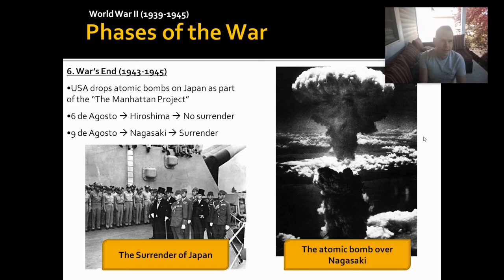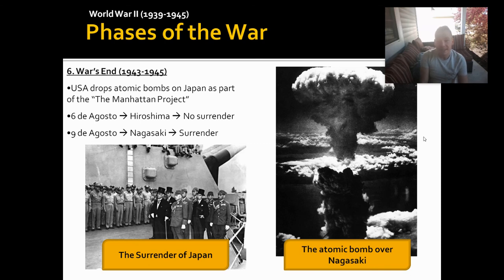The White House under President Truman decides to detonate the atomic bomb over Hiroshima on the 6th of August, thinking that effectively the vaporization of tens of thousands of civilians would cause the Japanese government to surrender. But it doesn't really come too much of a surprise when they don't.